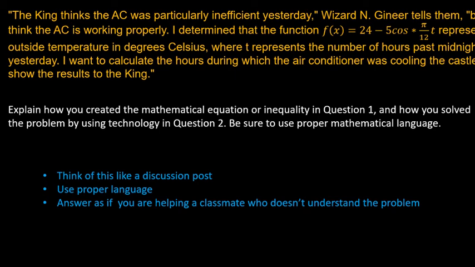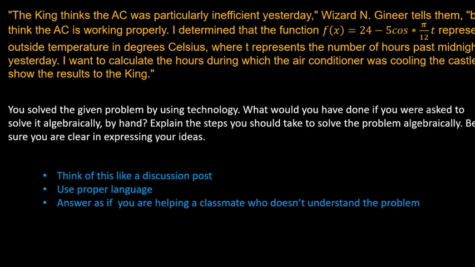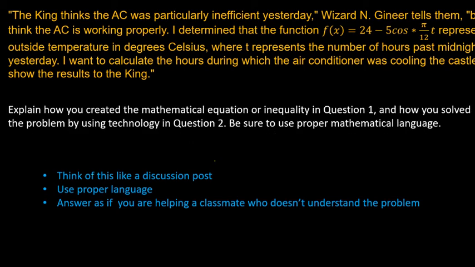So once again, if information is cutting off here, please just ignore it. It's all stuff that you can see in your project, and I'll try to size my image a little better next time. Here, you are asked to explain how you created the mathematical equation or inequality in question 1, and how you solved the problem by using technology in question 2. Assuming that you have followed along, you should be able to work on this. It's just an explanation, so I'm not looking for a specific answer. I wouldn't say that there is one right answer, but I do expect detail, specificity, and conclusion.